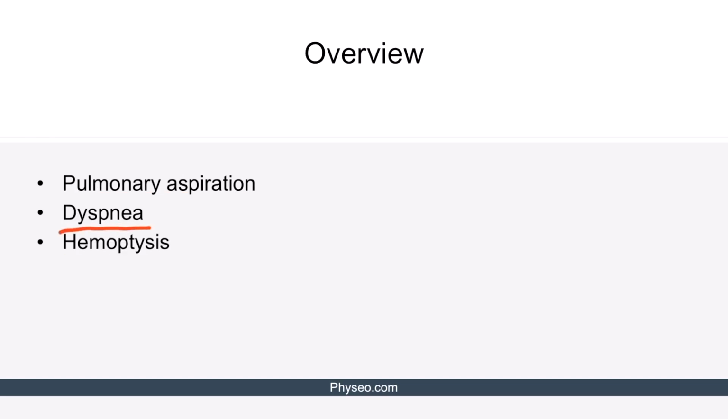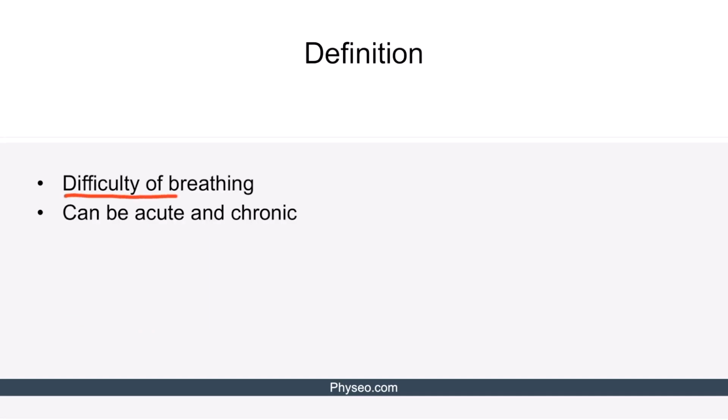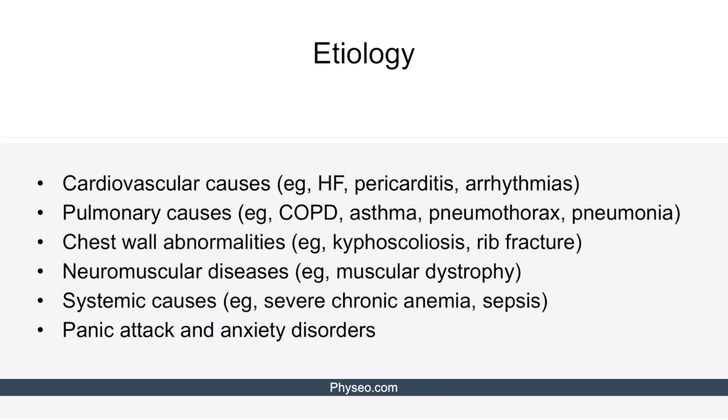Let's discuss dyspnea. In this section, we'll be discussing definition, etiology, clinical presentation, diagnosis, and treatment of dyspnea. Dyspnea is defined as difficulty breathing. Based on the onset, dyspnea can be acute and chronic. Let's talk about etiology. Dyspnea can be due to cardiovascular causes such as heart failure, pericarditis, and arrhythmia.